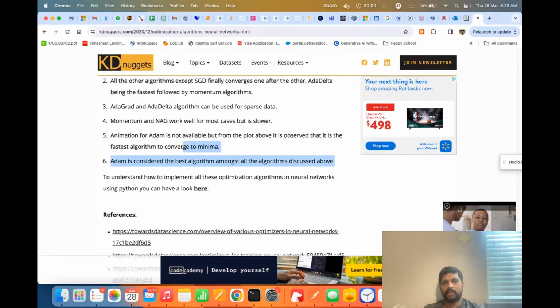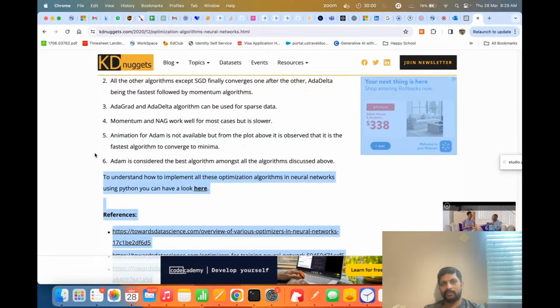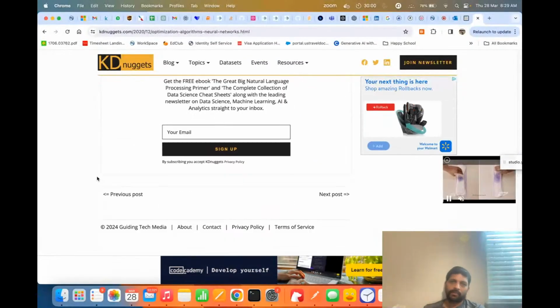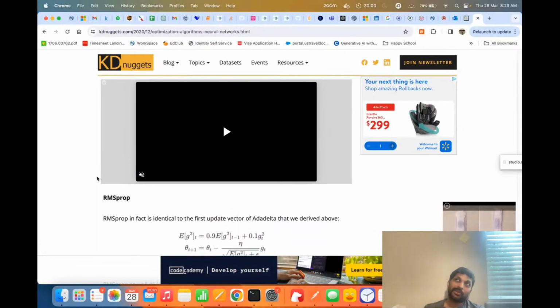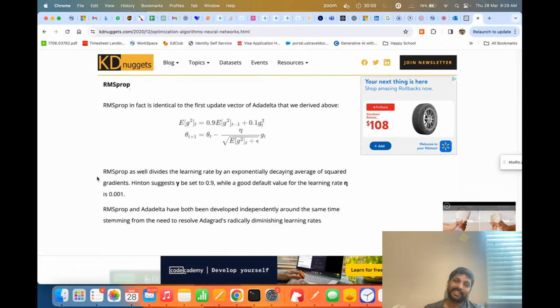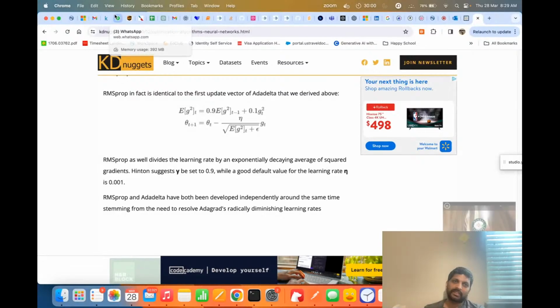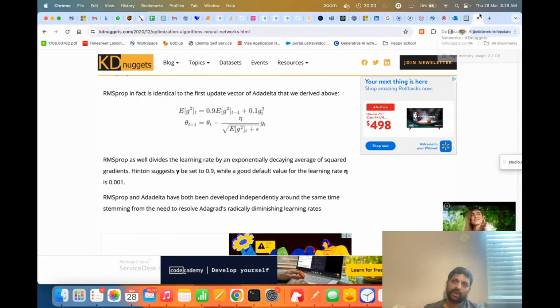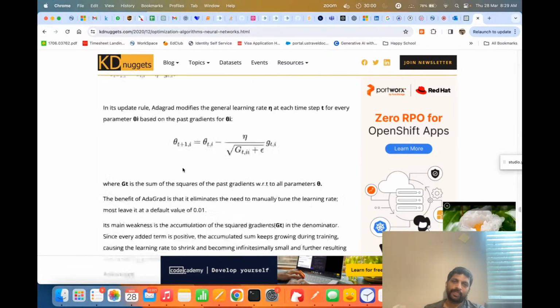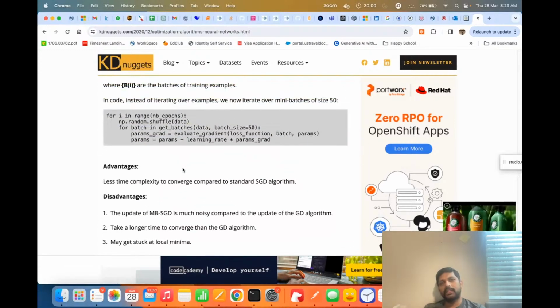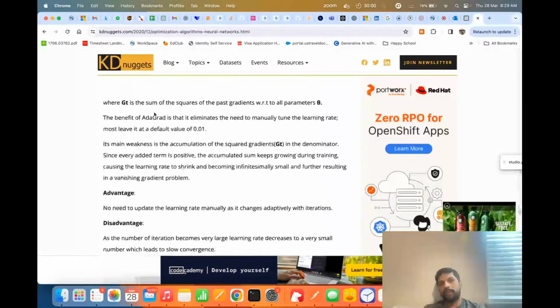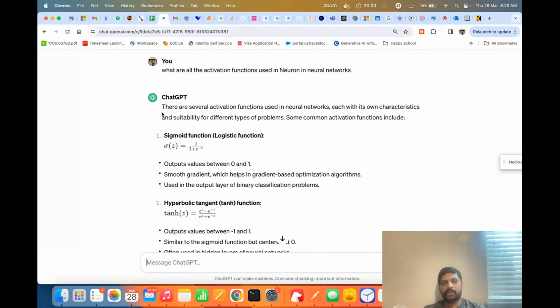So I don't understand, if Adam is already the best, why do we need to use the remaining? Okay, so these are all the optimization techniques. I think this is how they have evaluated. But let's ask a question. That's a good question to ask.